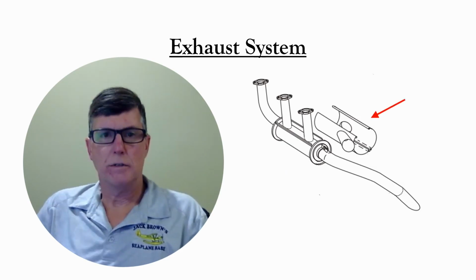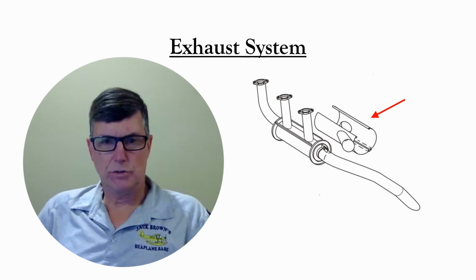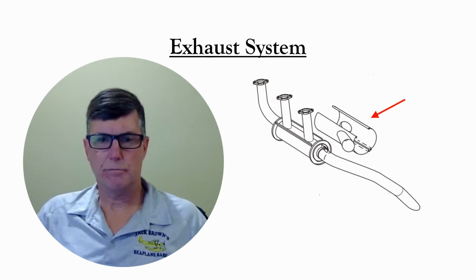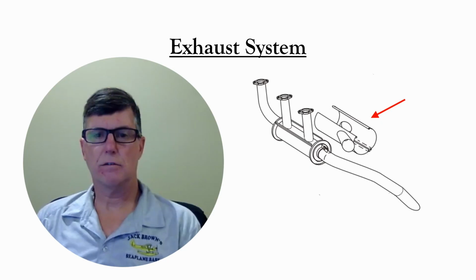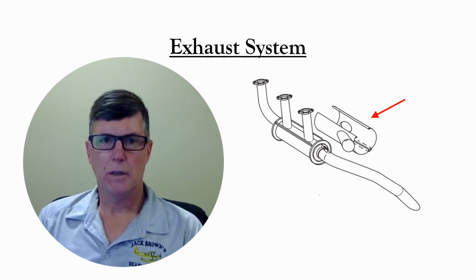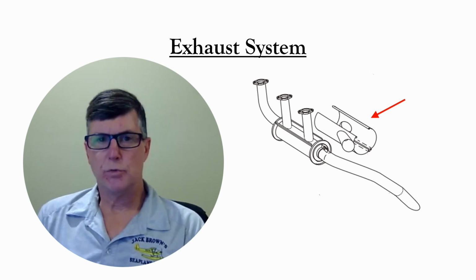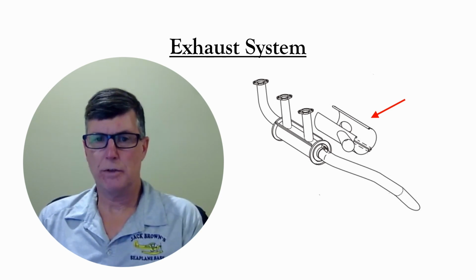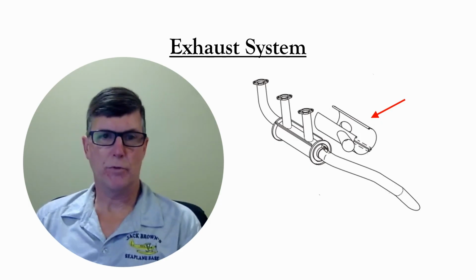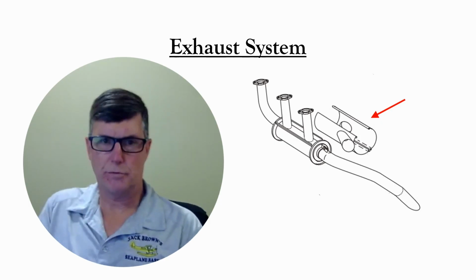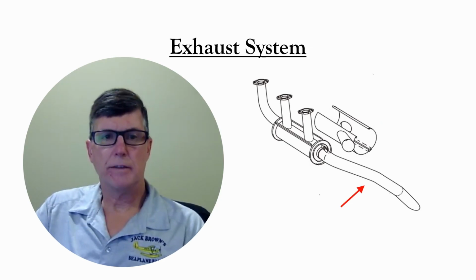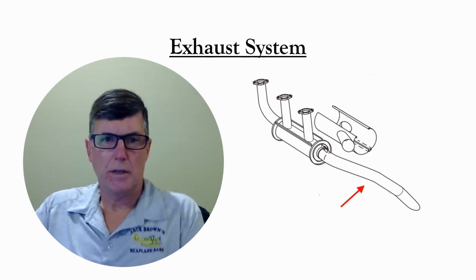a shroud, which is shown off to the side of the muffler in this diagram, but when it's installed, it goes over the top of the muffler and surrounds the muffler. Air gets routed between the muffler and the shroud, and that heats up the air to provide carburetor heat and also to provide cabin heat. And then finally, the tailpipe.